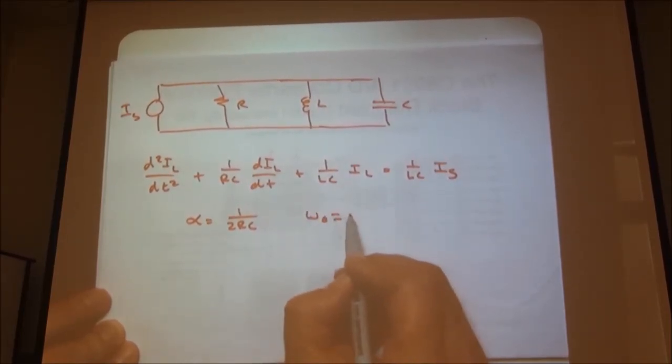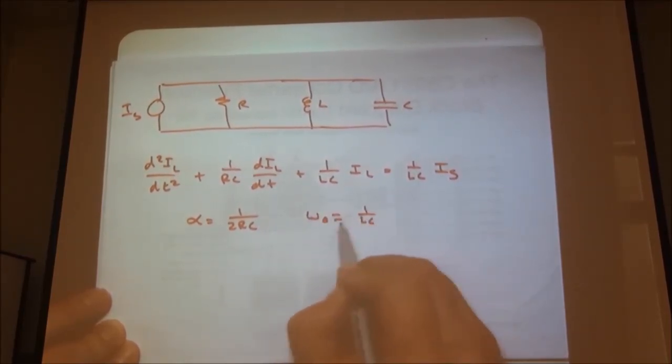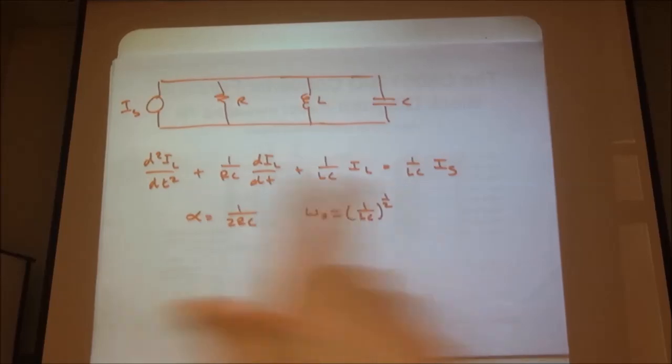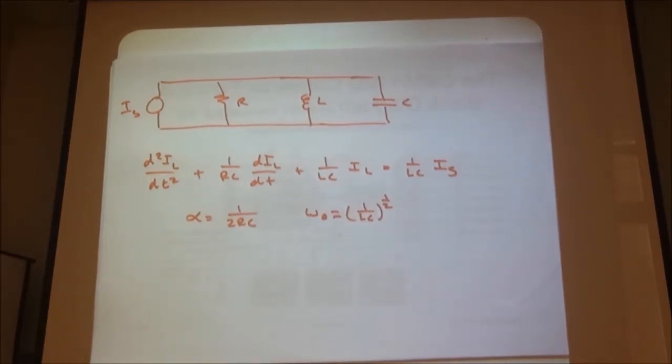This is now a solved problem. Omega naught, 1 over the square root of LC. So we derived that in the previous class. Again, it's a classic circuit. Once you have it in this form, you know alpha, you know omega naught. For given values, it now becomes a solved problem.